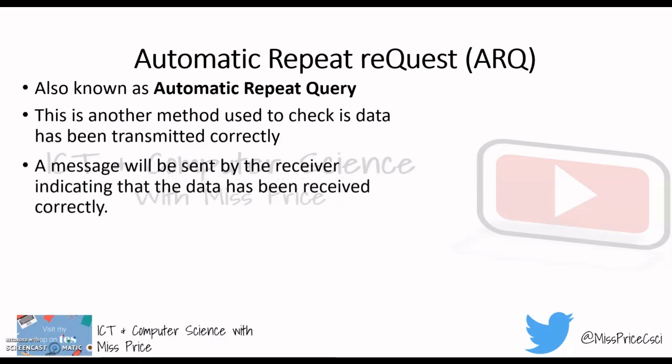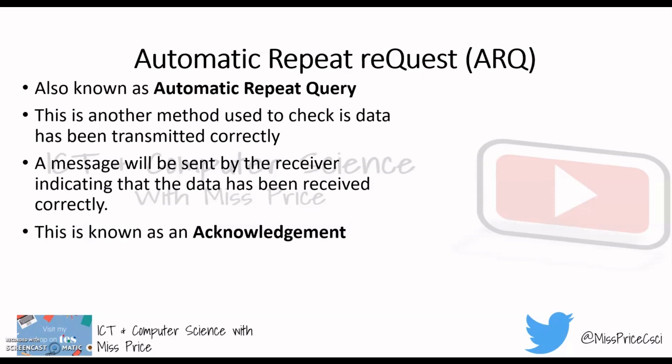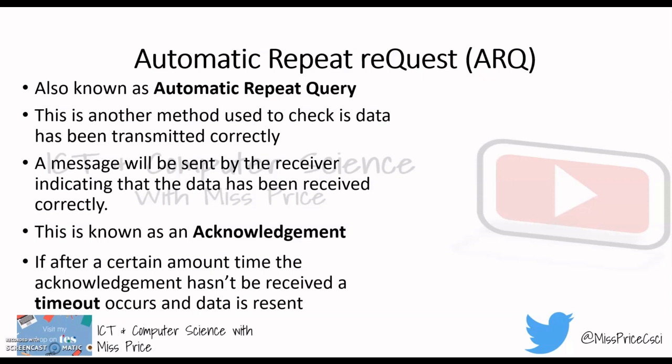We need to know, is this transmitted correctly? Now the sender will send a message, for example, and then the receiver needs to send an acknowledgement back to say that the data has been received correctly. This is known simply as an acknowledgement. If after a certain amount of time the acknowledgement hasn't been received, then a timeout will occur and the data has to be resent.